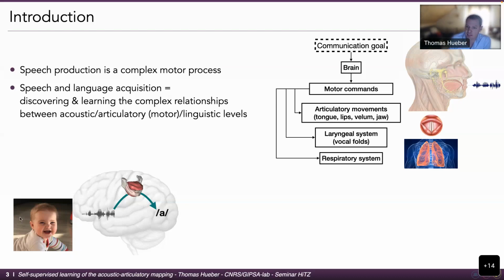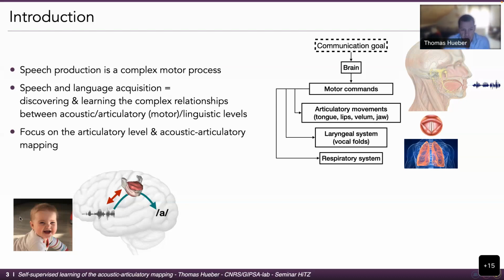So she has to activate and produce speech. And to produce speech, she has to learn the relationship between the sound she wants to produce, the acoustic target she wants to achieve, and the motor command she has to send to produce these speech signals. So she has to learn this relationship between acoustic and articulatory or motor command. In my talk, I will focus on this link between the articulatory level and acoustic-articulatory mapping.